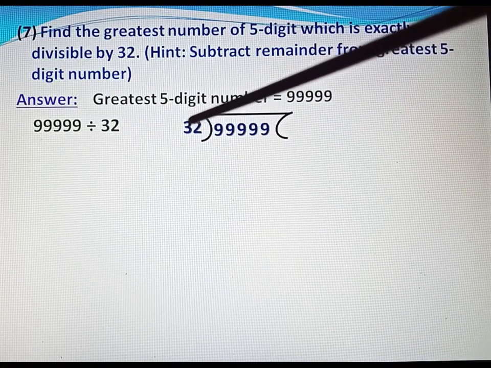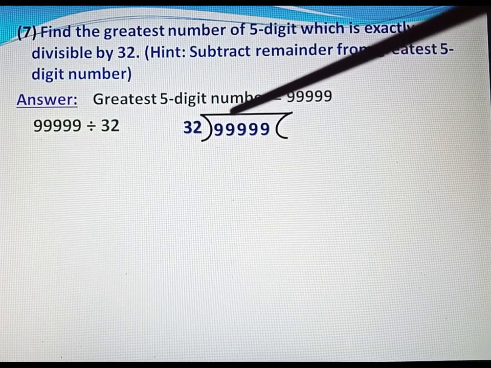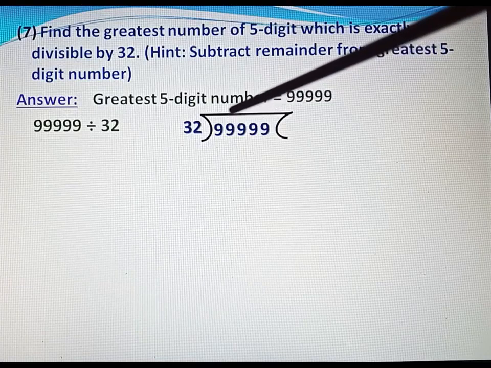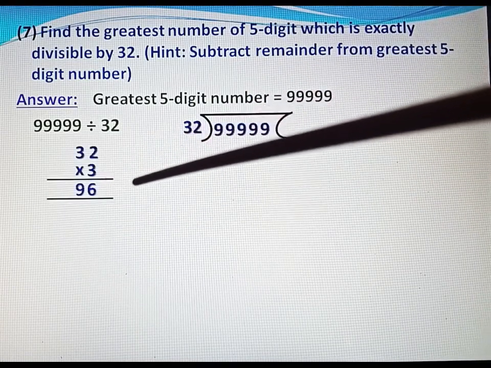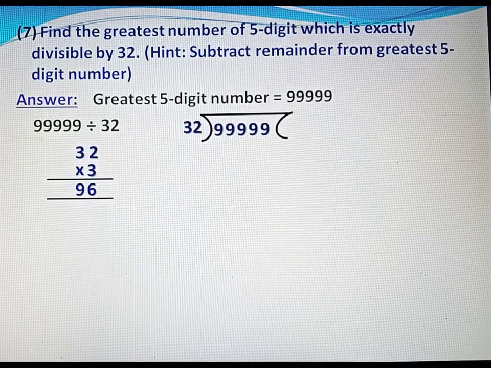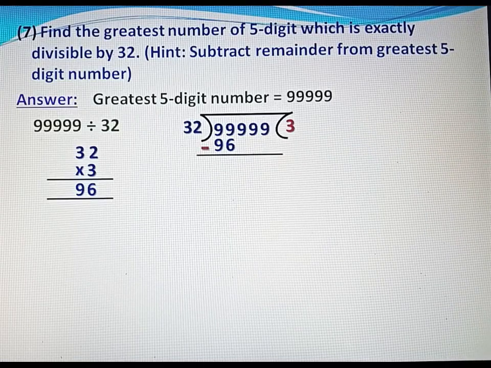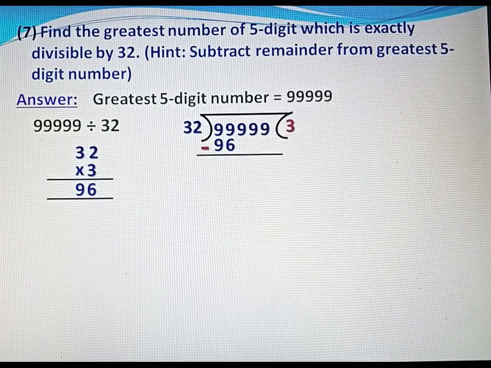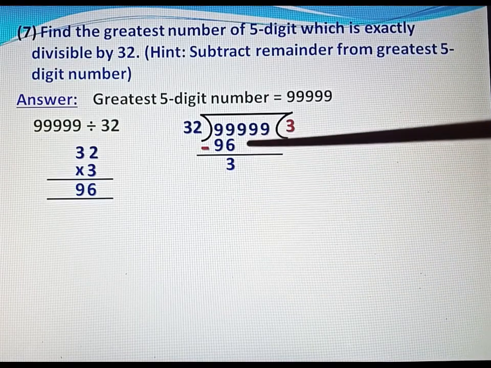Now see, we will multiply this 32 by that number so that it is equal to 99 or less than 99. It should not be greater than 99. See, 32 multiply 3, 3 2 ja 6, 3 3 ja 9. So we will multiply 32 by 3, that is 96, and then we will do subtraction. You can easily subtract. See, 9 minus 6, 3, 9 minus 9, 0.